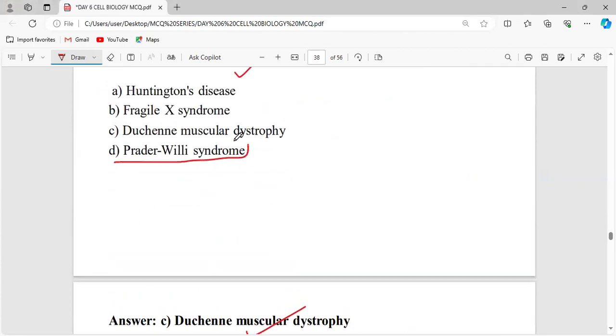And what is meant by Prader-Willi syndrome? Does anybody remember what is meant by Prader-Willi syndrome? What is it? And which chromosomal aberration causes this Prader-Willi syndrome? Whether it is a deletion or duplication or inversion or translocation, which chromosomal aberration causes the Prader-Willi syndrome?